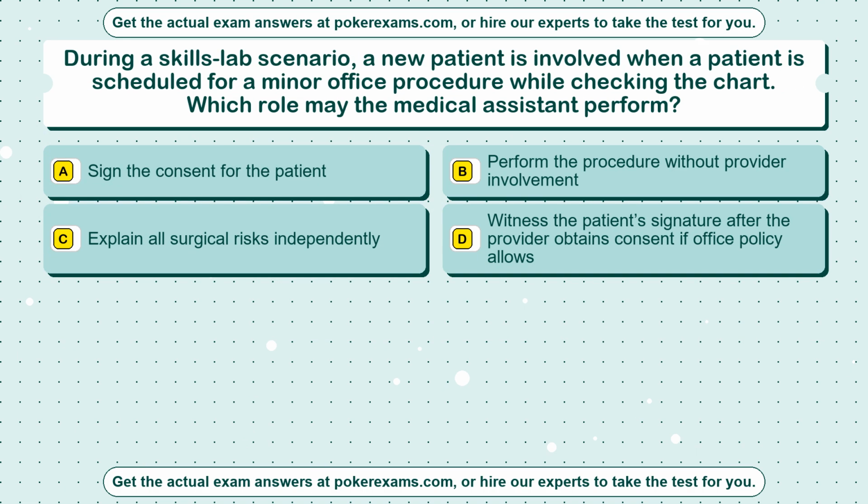Question 81. During a skills lab scenario, a new patient is involved when a patient is scheduled for a minor office procedure while checking the chart. Which role may the medical assistant perform? Option A. Sign the consent for the patient. Option B. Perform the procedure without provider involvement. Option C. Explain all surgical risks independently. Option D. Witness the patient's signature after the provider obtains consent if office policy allows.